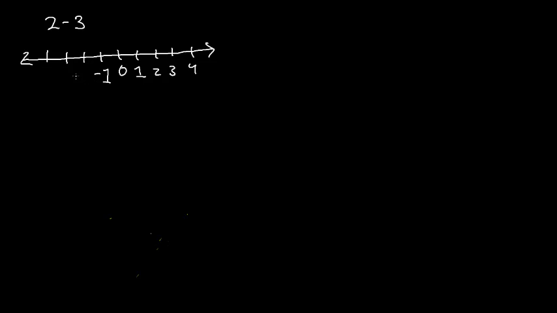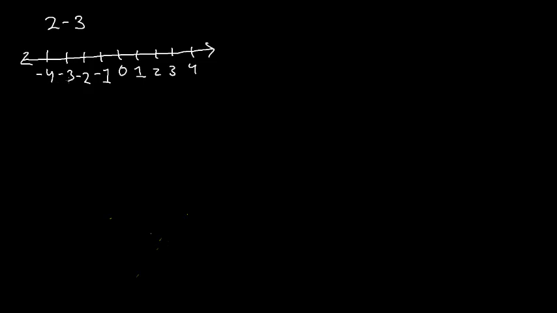Okay, so first of all, we're going to start with a basic question. What if we have a question like 2 minus 3? How would we do this? I'm going to use a number line to help me solve this question. I'm just going to draw a number line right here and label it. 0's in the middle, then we have our positive numbers to our right side: 1, 2, 3, 4. And we have our negative numbers to our left side: negative 1, negative 2, negative 3, and negative 4.